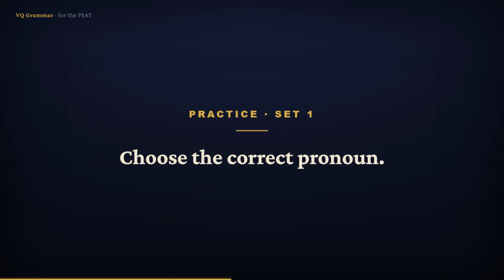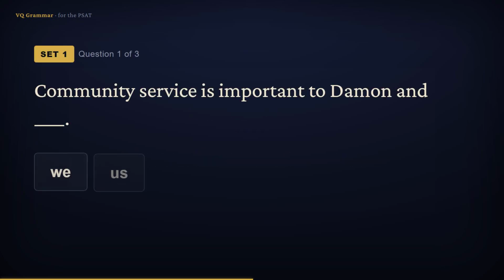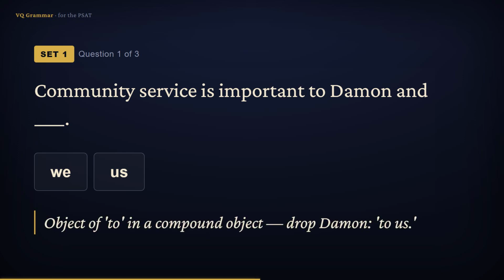In this first set, choose the pronoun that correctly completes each sentence. Remember the trick. If there's another person, drop them and listen. Pause and try each one before I answer. Community service is important to Damon and blank. Drop Damon and listen. To us, not to we. The pronoun is part of the compound object of to, so it takes the object form. So the answer is us.